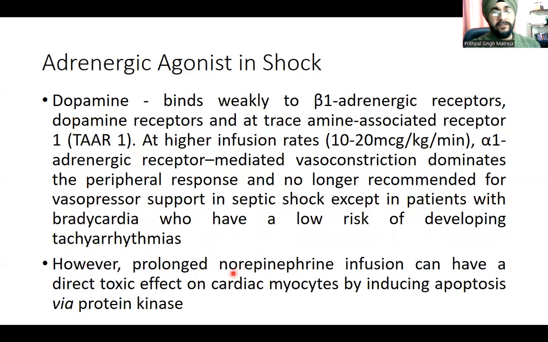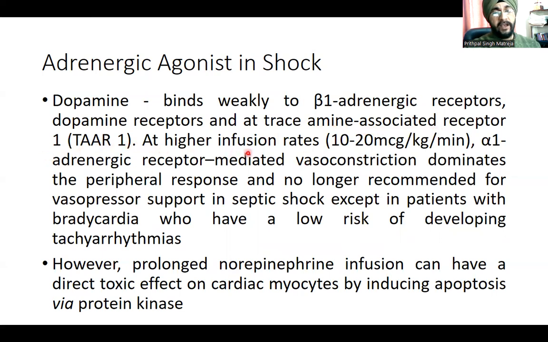Now, apart from these, we have another group of drugs that are given, such as dopamine. Now, dopamine is another sympathomimetic, which binds to the dopamine 1 receptor, dopamine receptors, the beta adrenergic receptors, as well as the alpha receptors. Now, when dopamine binds, it binds weakly to the beta 1 adrenergic receptors, dopamine receptors, and it is also said to enhance trace amine associated receptor, which are also known as TAAR1 receptors.